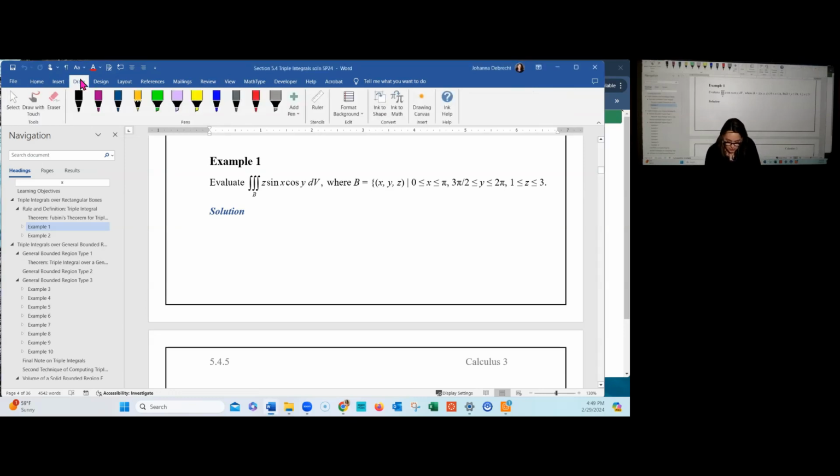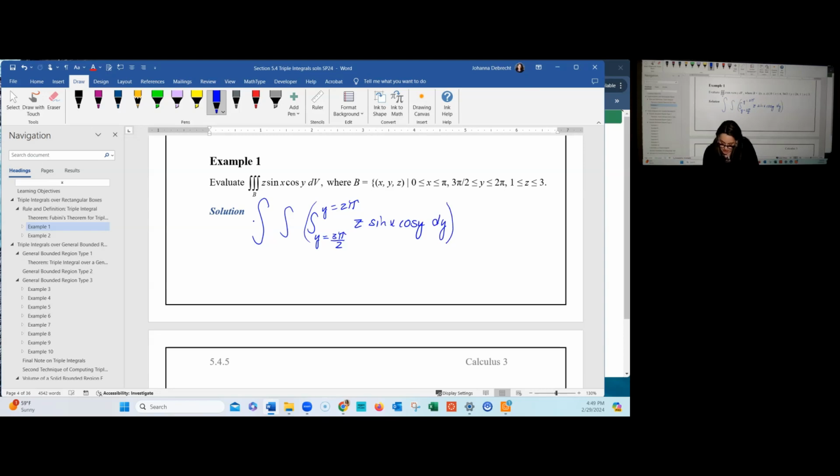So the order in which I would probably do this would be the integral of the integral of the integral. And on the inside, I would go with respect to y first. The smallest value for y is 3 pi over 2, and the largest value is 2 pi. My integrand is z sine x cosine y, and I'm going to go with respect to y first.